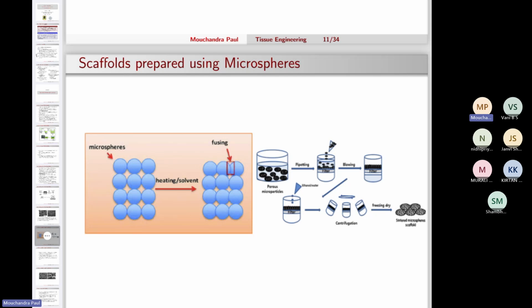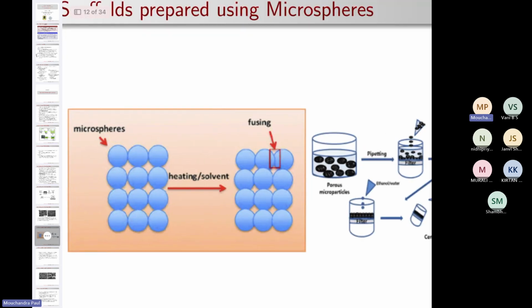So the idea is you create spheres of particular size, in micron size, and then you aggregate these microspheres in 3D space, give some heating or add some solvent that will cause fusion between these microspheres. On fusion, what will happen? It will create void spaces in between the spheres, and these void spaces will ultimately contribute to the porosity of your final 3D structure.